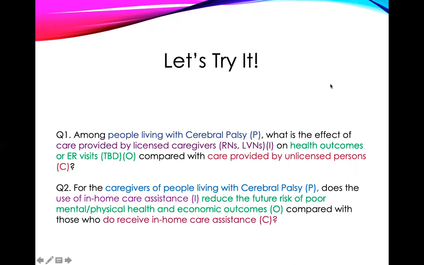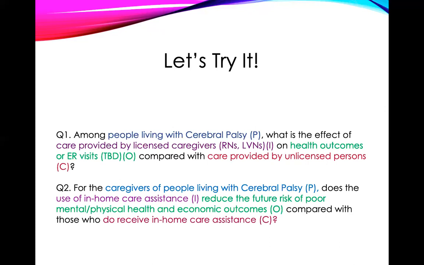But so that's possible. So just to remind you, our questions are, the first one, among people living with cerebral palsy, what is the effect of care provided by licensed caregivers on health outcomes compared with care provided by unlicensed persons? That's literally about, does it matter if they have a license or not?